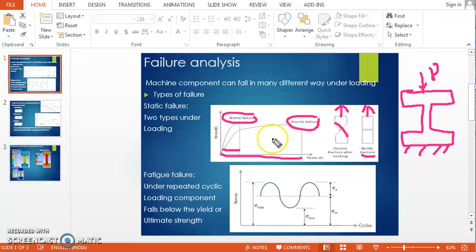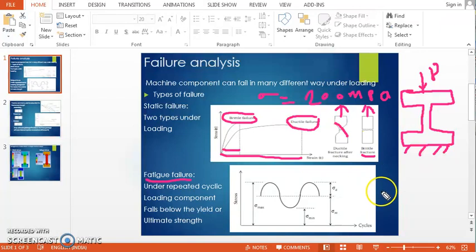In this case study we will see how the two failures will have a different effect on the structure. The next one is fatigue failure. What is fatigue failure? Under repeated cyclic loading, component fails below the yield or ultimate strength. Suppose your component fails here at stress is equal to 200 MPa.